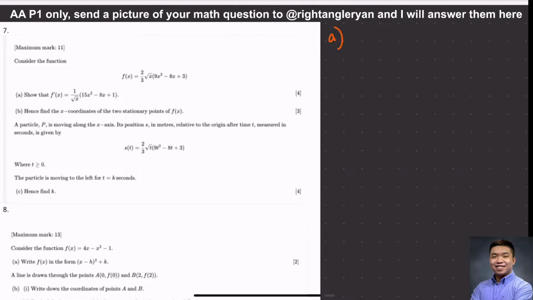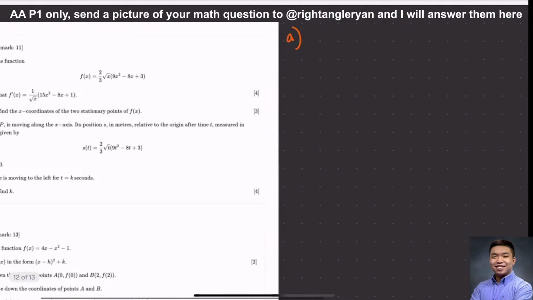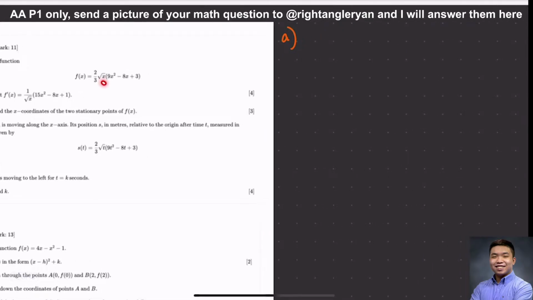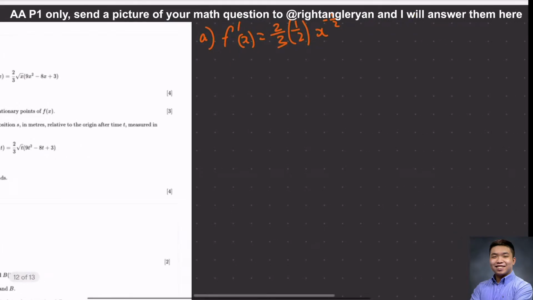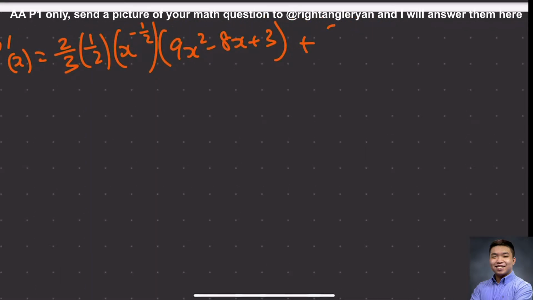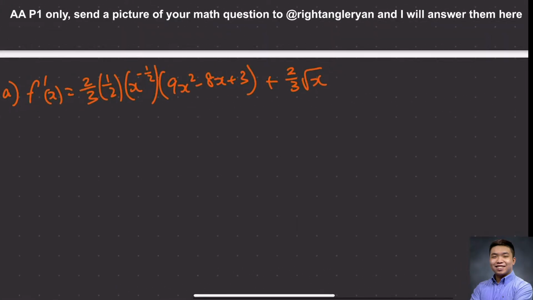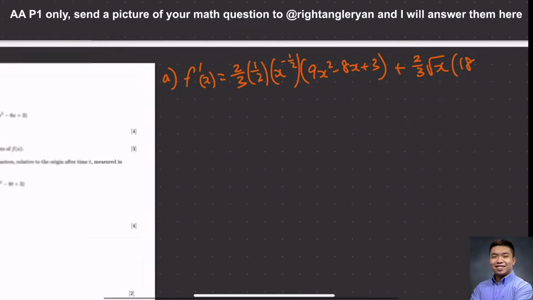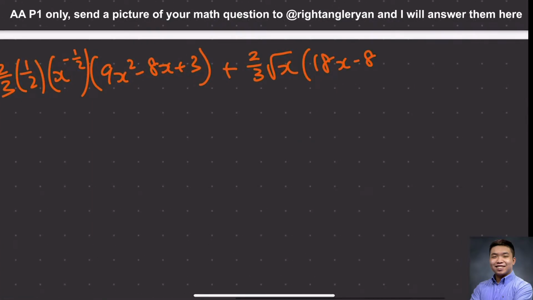Okay, so here we want to take the derivative because we want to show that f prime is that. Here I see that there's x times x, so therefore you need to do product rule. So yes, no, no, yes. Therefore it's gonna be yes, so drag the 2 down and then x to the negative half. No, so I copy 9x squared minus 8x plus 3 plus, no, so 2 over 3, nope, so 2 over 3 root x, and then yes, so 18, 18x minus 8, like that.